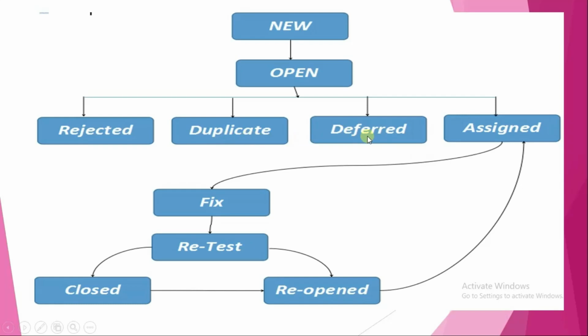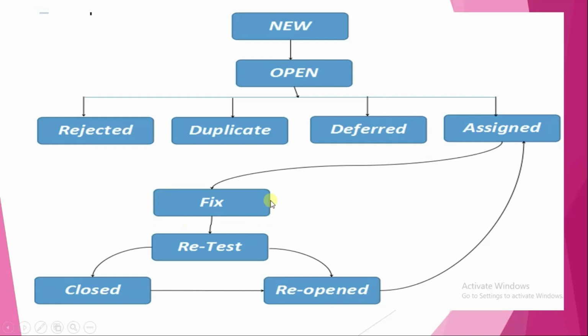So what is deferred here? Deferred means the defect report raised by the tester is not going to be considered in this release. Maybe it will be considered in a future release, but it is not a big issue, so they will not consider it in the present release, and it will be treated as deferred. Then what is assigned here? When it moves forward to assigned, the developer, if it is valid, will fix it.